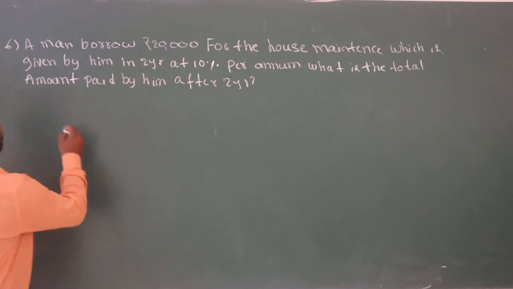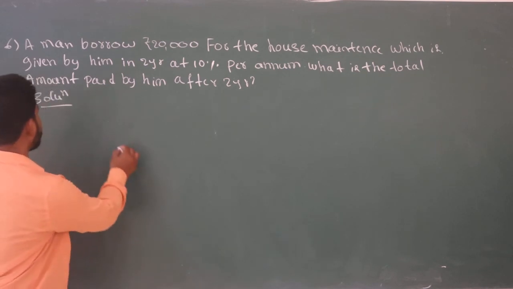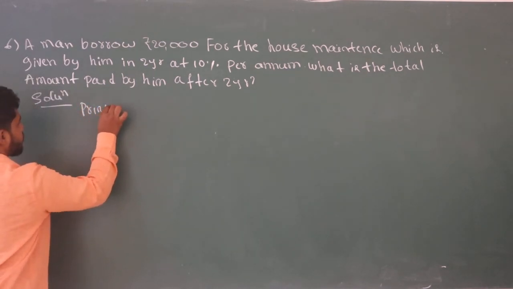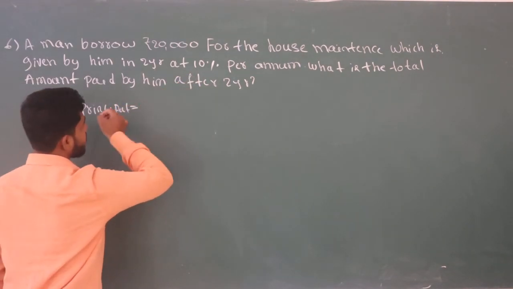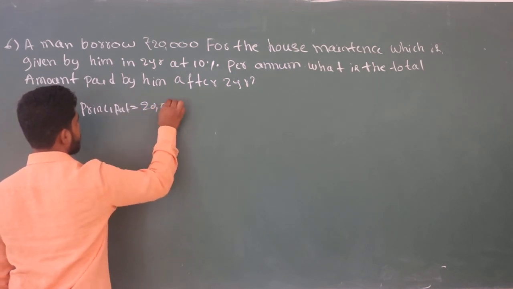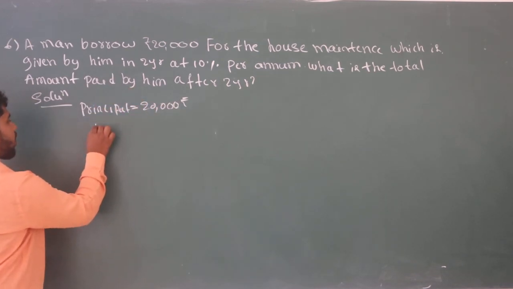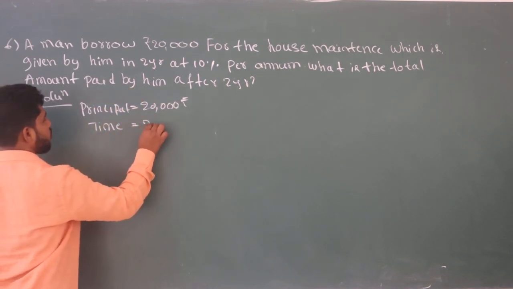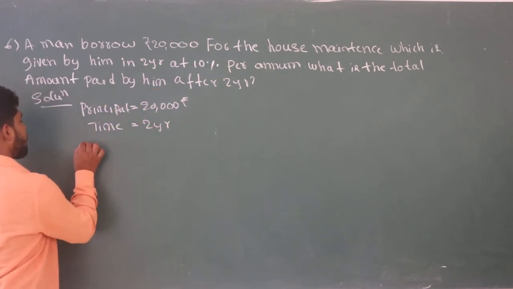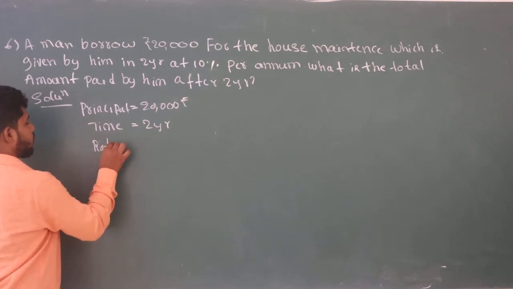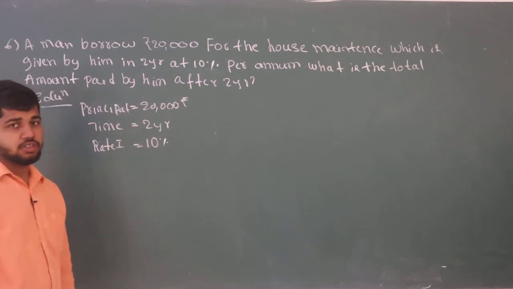Now, the solution is: they have given the principal. What is the principal they have given? 20,000 rupees. And they also gave the time or duration. Time is equal to 2 years. And they also gave the rate of interest. What is the rate of interest they gave? 10%.